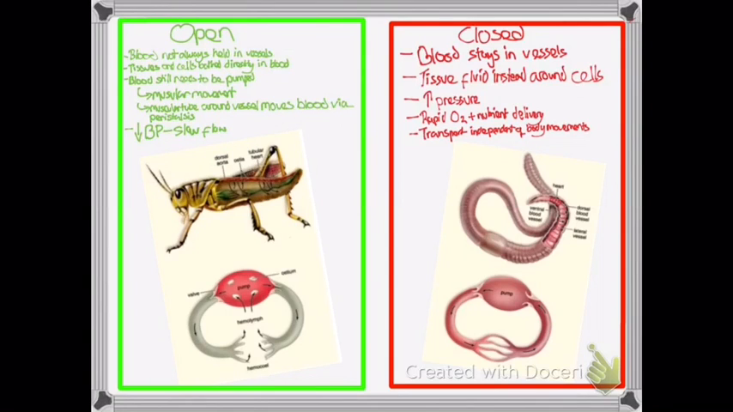We're going to now look at closed. So here we've got the main point: blood stays in the vessels. That's the point of closed. Tissue fluid instead of blood bathes the cells. By keeping the blood in the vessels, we can generate a high pressure and rapid oxygen and nutrient delivery. Also we get a rapid removal of waste products.